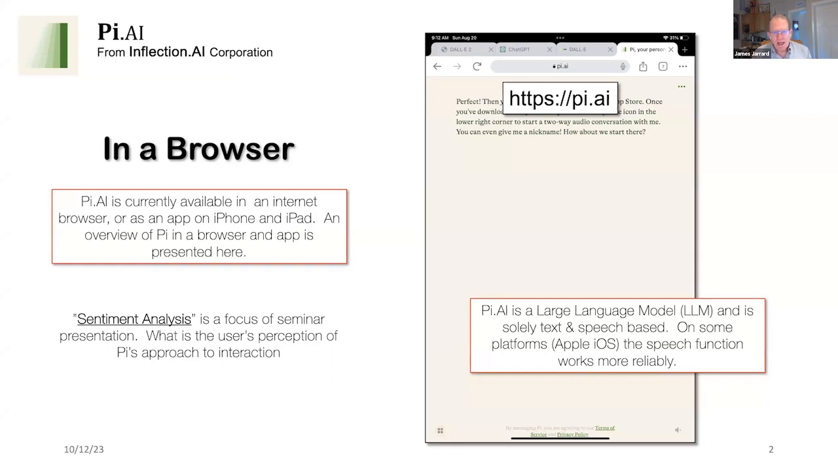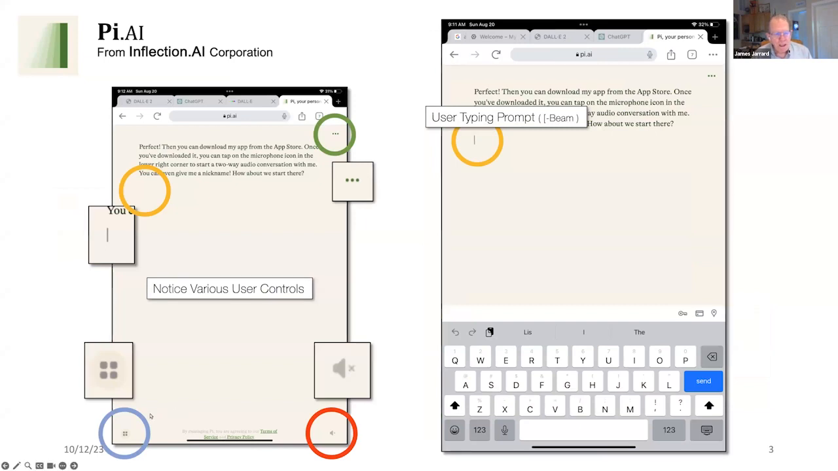This is what it looks like in a browser. It is a large language model. We're not going to see any pictures from this one. We're going to see mostly language. Sentiment analysis, please. When we look at it, notice the areas where there are controls of the AI. And then there is the place where you type in your prompt. It's called a message prompt.